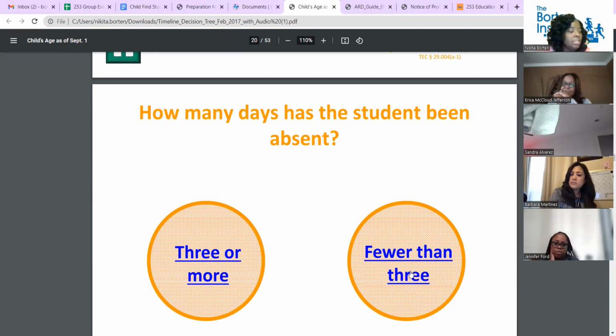Fewer than 3 doesn't even matter, it doesn't phase a single thing. If they were absent one time during an initial timeline, it doesn't change it. If they are absent twice, it does not matter. When they are absent 3 times or more, 1 time doesn't matter, 2 times does not matter. 3, it matters. Plus, you can see how this killed us during COVID.